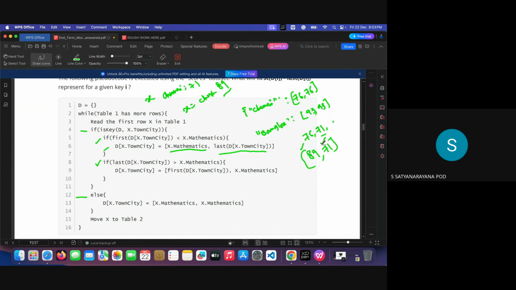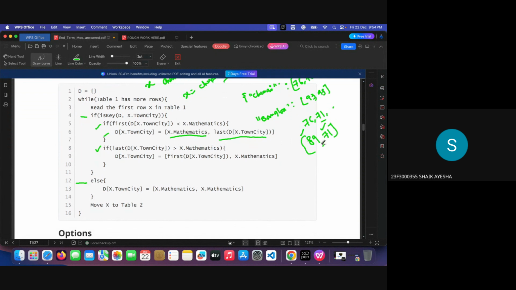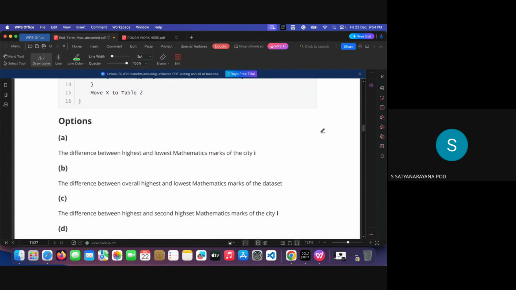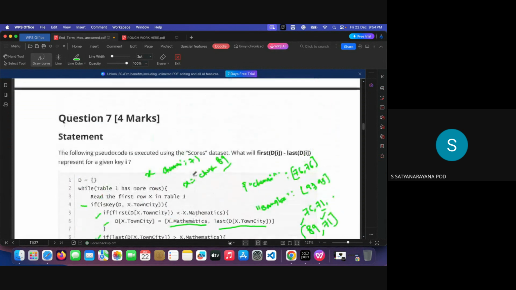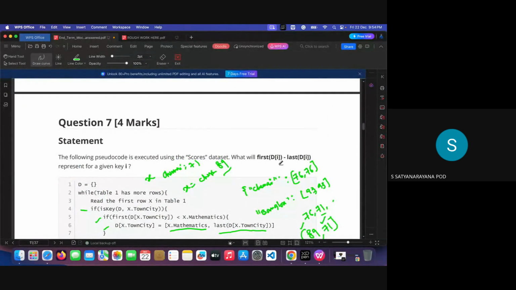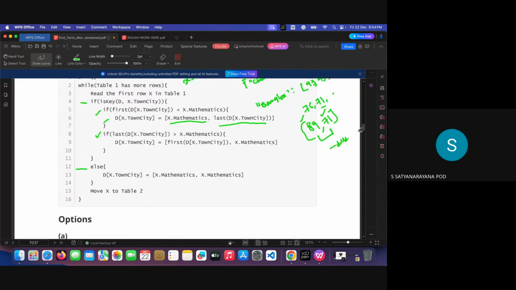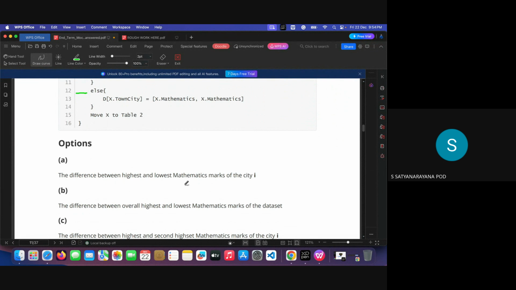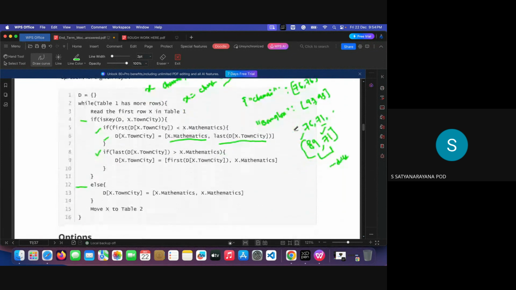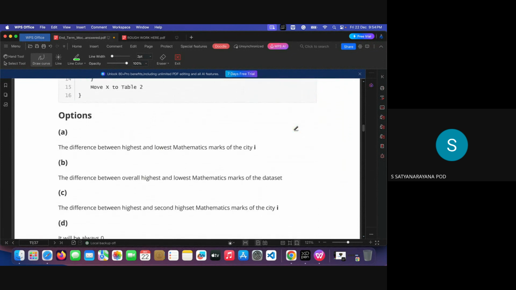Yes, sir. So every time we are maintaining the first element of the list as the highest mark of mathematics, and the second element is the lowest mark. Now what they are asking is first of d[i] minus last of it. What is the difference between these 2? Simply it is the difference between the highest and lowest mark of the city i, whatever ith city you said.